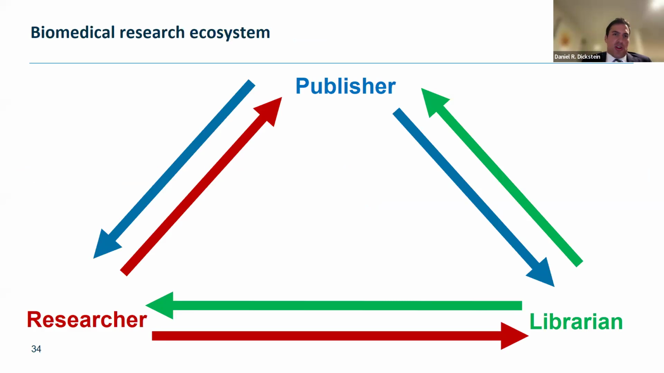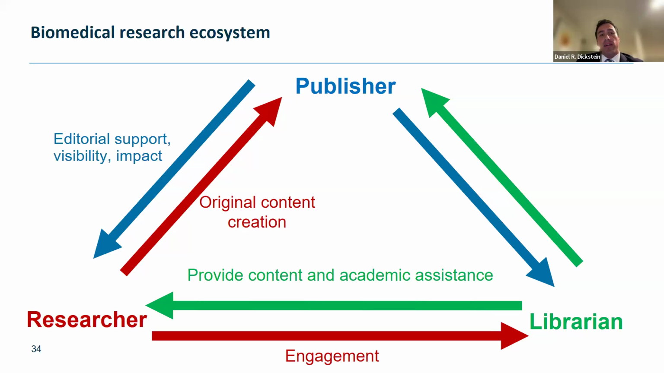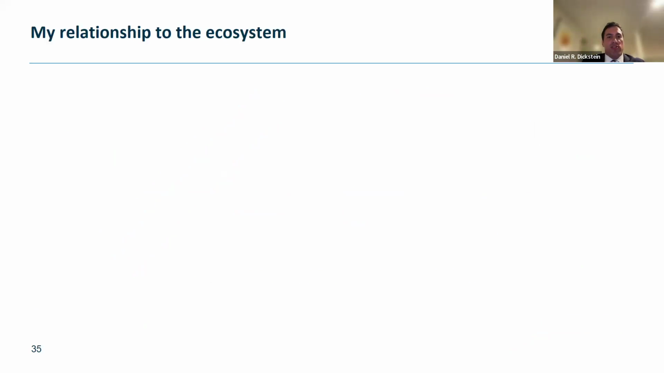I'm the author or the researcher, and you heard from publishers, and many of you are librarians, and we really work together in this research ecosystem. And I just wanted to touch on this ecosystem. As a researcher, I'm engaged with the library, and the librarians and the library provide content and academic assistance. As a researcher, I provide original content creation for the publisher, and the publisher can provide editorial support, visibility, and impact. And the relationship between the publisher and librarian, I have up here, but I'm definitely not an expert on that. But basically, you also work together. And so we all work together to really produce and maintain this biomedical research ecosystem.